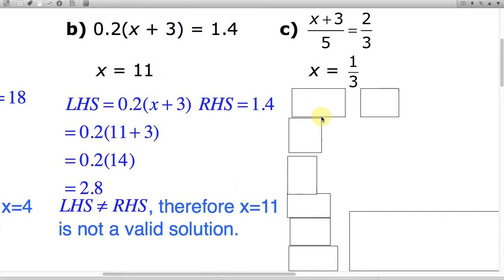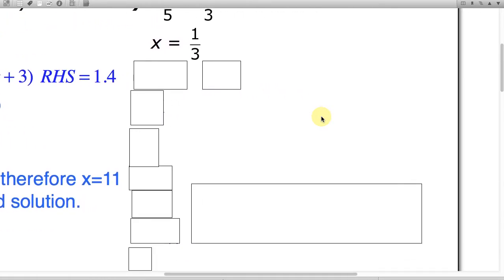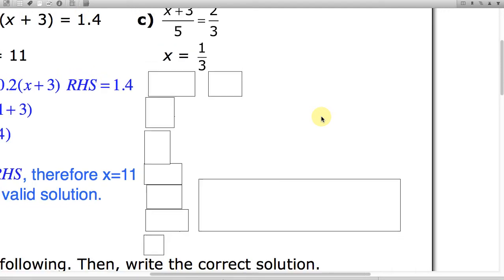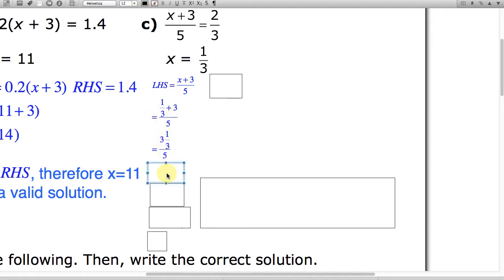So now taking a look at part C, alright, here's part C. The original left-hand side of the equation is x plus 3 over 5. When we replace the x with a third, then we add 3 plus a third, which gives us 3 1/3. We have to divide by 5, which means dividing by 5 over 1, which means multiplying by the reciprocal, 1/5. And now you can do some simplification. Dividing the 10 by 5 you get 2, dividing the 5 by 5 you get 1.